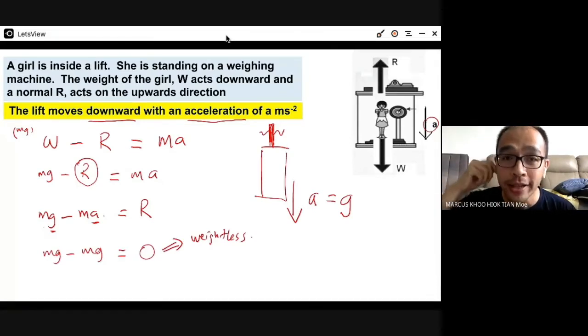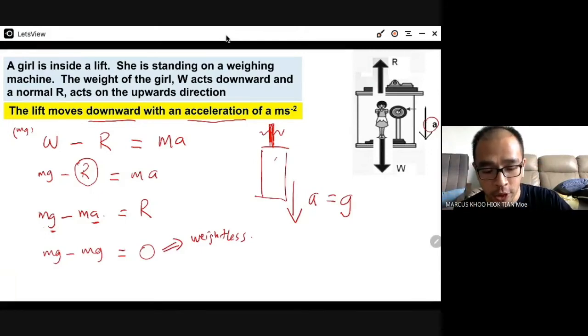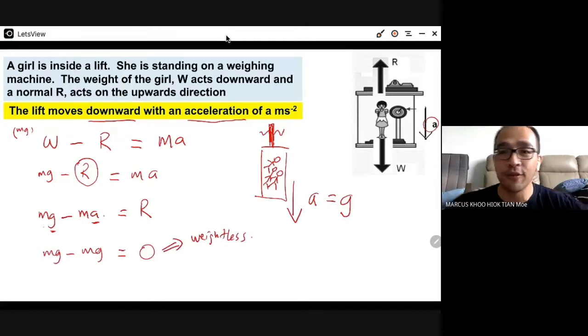So theoretically, it's true. If the lift cable snaps, everybody is going to be floating inside the lift. Nobody is going to be able to stand. Everybody's just going to float around in the lift. They're probably going to scream before they crash.